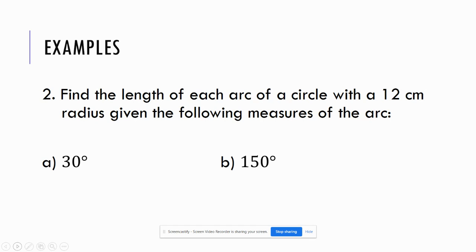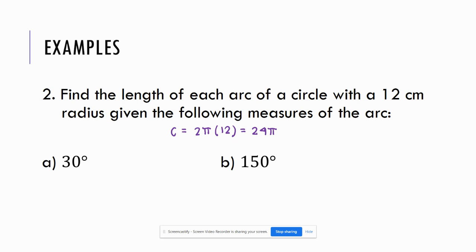Let's talk about using that formula. I want to find the length of each arc of a circle with a 12 centimeter radius given the following measures of the arc. First, we'll deal with a 30-degree arc, and then we'll deal with 150 degrees. So remember, to find the length of an arc, I want the fractional piece of the circle, and then I want the circumference of the circle. Since 12 centimeters is representing the radius, I know that to find the circumference of this circle, it's 2 times pi times that radius. So notice that 2 times 12 gives me 24. There's still pi with it. So anytime I want circumference, I'm thinking 24 pi.